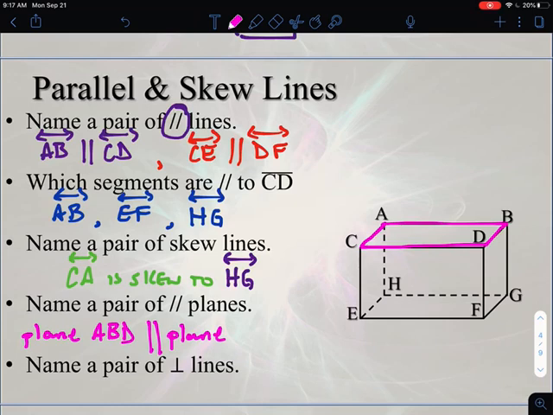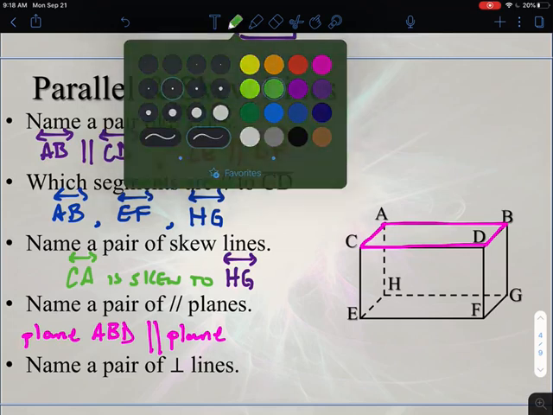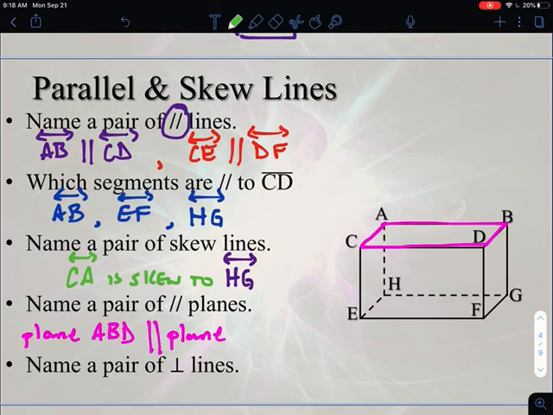And then here's where we've got to kind of think about what's going on. Parallel means going exact same direction. So my plane on top is going left to right and front to back, so it's laying flat on top. So I need a plane that's going to be just like that, but in a different location. So here we have the bottom of the box. The top of the box and bottom of the box should be parallel to each other. So plane ABD could be parallel to plane HGF. Top parallel to bottom. Or we very easily could have gone left parallel to right or front parallel to back.